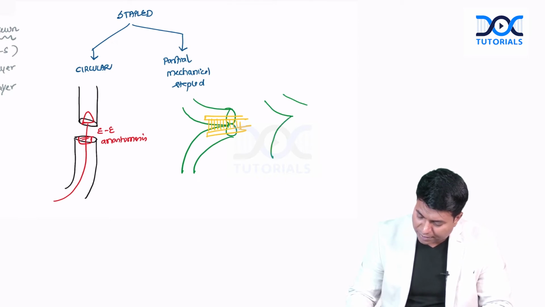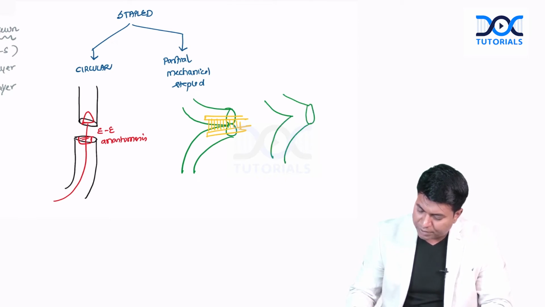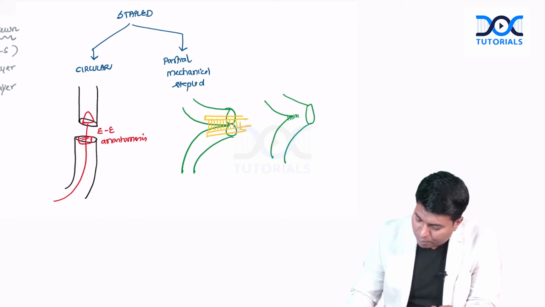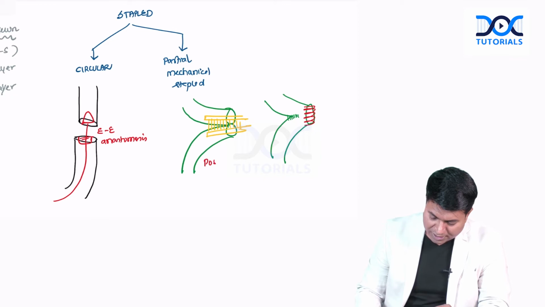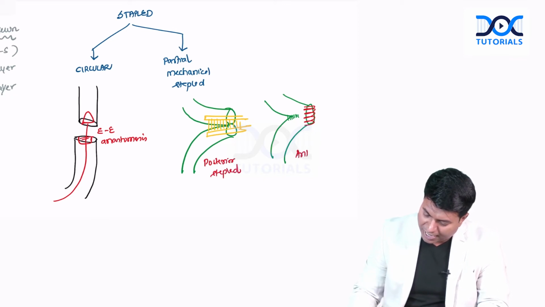So here the anastomosis is done. Anteriorly there is an opening now, so this area is stapled like this. There is an anterior opening, and that anterior opening I will do hand-sewn like this. So this is partial mechanical, that is nothing but posterior stapled and anterior hand-sewn.